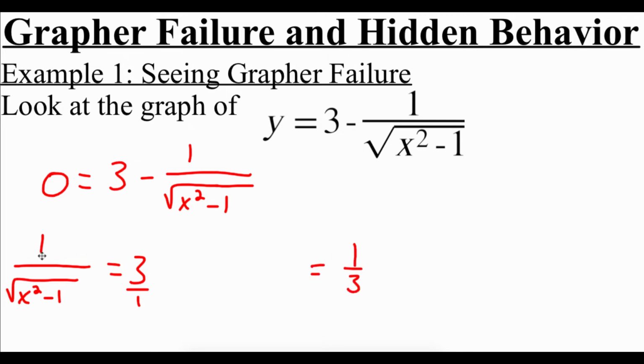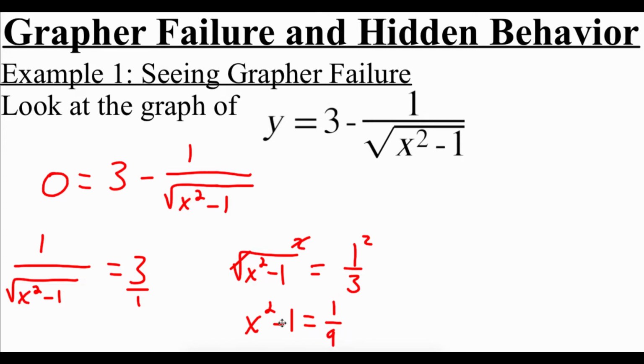Doing the reciprocal of the left-hand side, we'll end up with that square root on top and the 1 on bottom, but divided by 1 doesn't really need to be in there, so that just leaves us with the square root of x squared minus 1. Now in order to get rid of that square root on here, we're going to have to square both sides. So we're going to get x squared minus 1 is equal to, now when we square a fraction, we square the top and the bottom, so we're going to get 1/9.